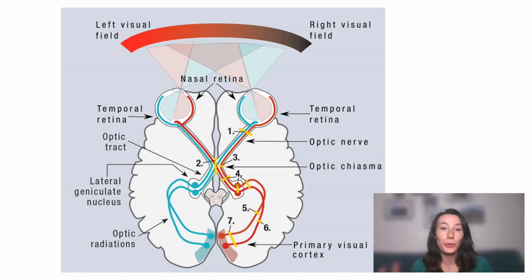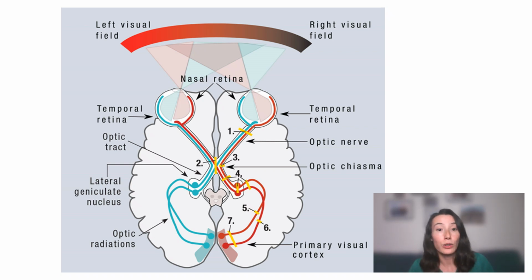Just to go over it one more time in a different way, if you look at the left eye and follow the blue line, so left side, left eye, you'll see that this stays on the left side until it reaches the brain. If you look at the right eye and look at the blue line, so the left side of the right eye, this line needs to cross over the optic chiasm to reach the left side of the brain.